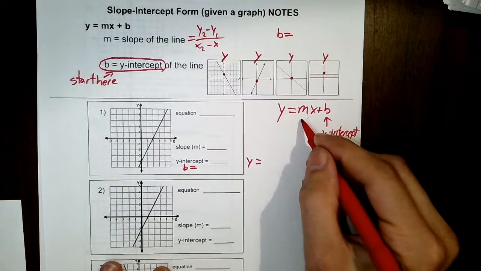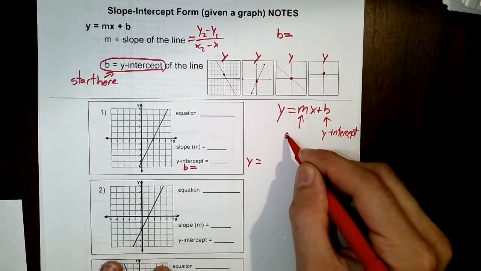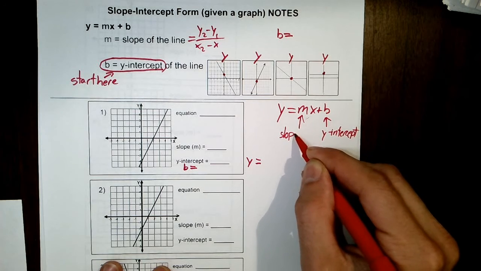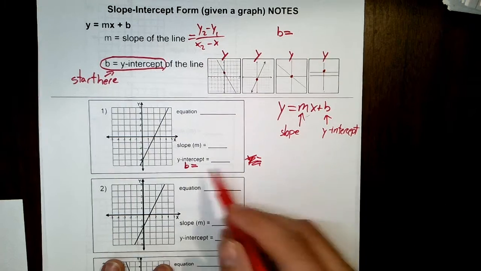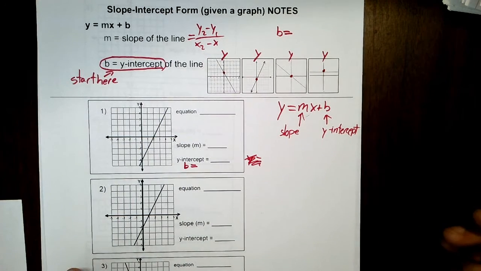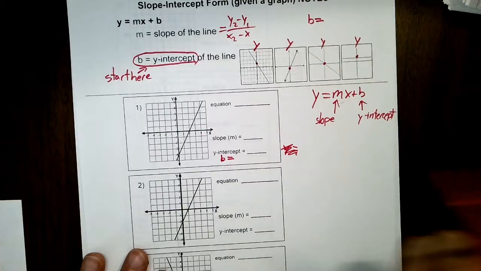Y is something else. That's our output, but we don't want to worry about that right now. This is our slope. Okay, so make sure you're not writing y equals, you're just writing b equals today. All right. What do we do?